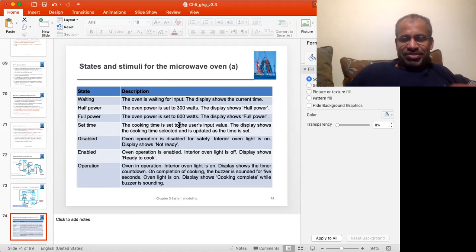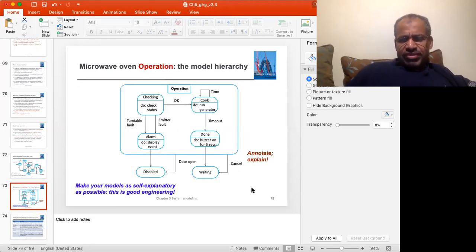The cooking time is set to the user's input value. Yeah, so this is what we mean by this state. We mean that the cooking time has already been set, and the display shows the cooking time selected and is updated as the time is set. Yeah. So, let me go back to this a little bit and just remind you of this thing.